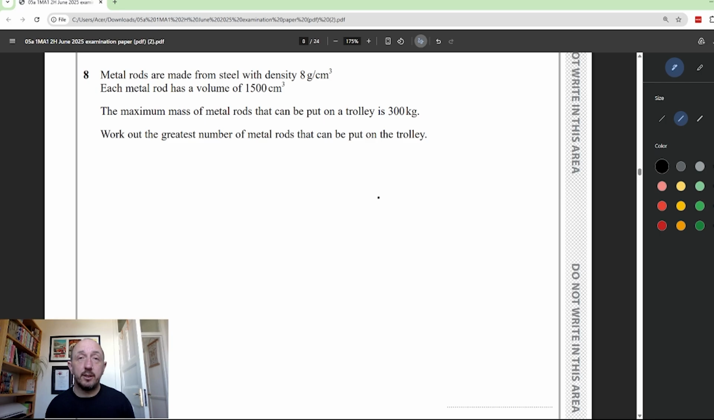Here's another question where we can use the calculator to get our answer, or at least really help us to make sure that we're on the right track. This question is about density, volume and mass, so we need to know our density formula. Density equals mass over volume.